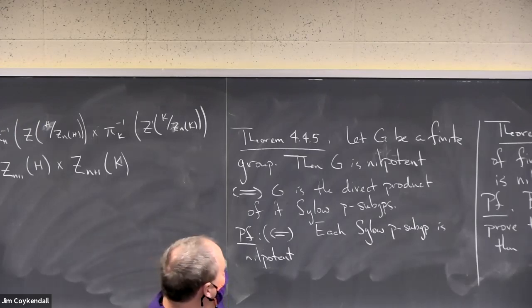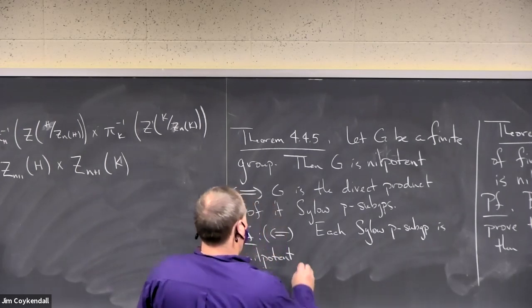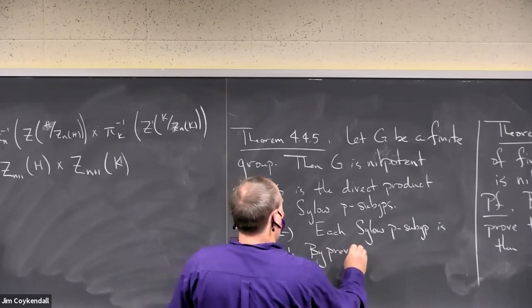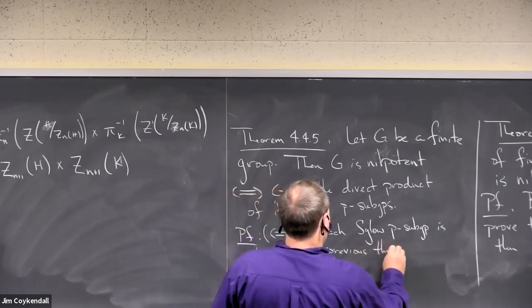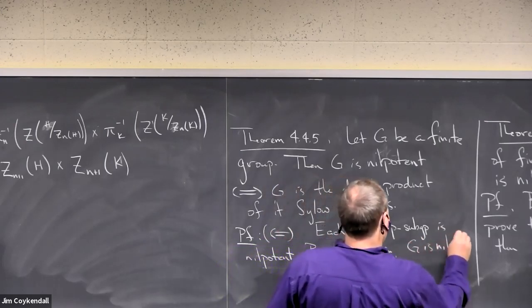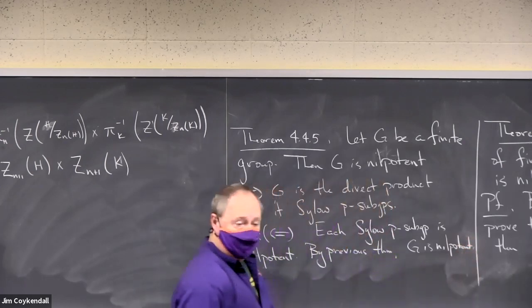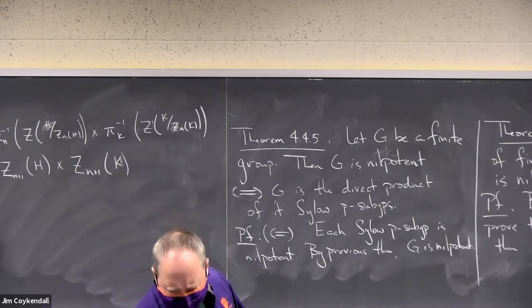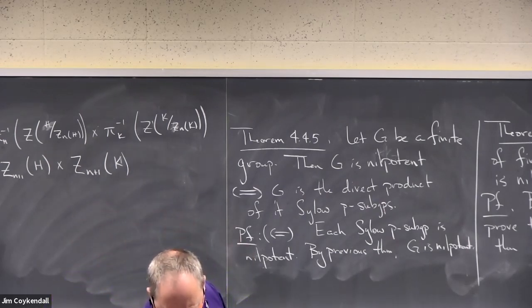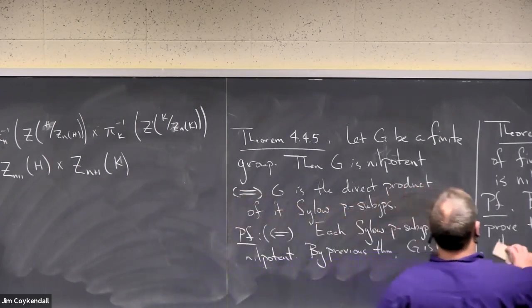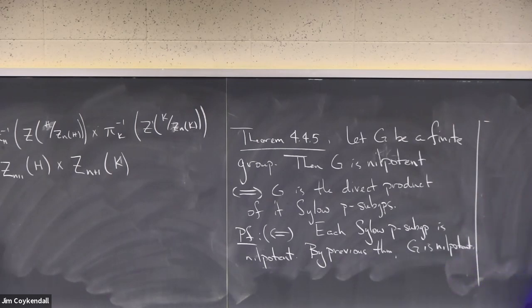For the other direction, let me finish my thought. Previous theorem. Because Sylow p-subgroups are nilpotent, and if it's a direct product of those, it has to be nilpotent. The other direction will require a lemma, but I skipped over it in my excitement.